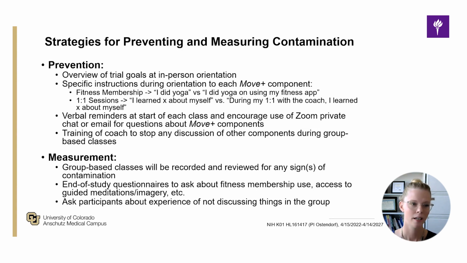Then to measure it. So we plan on recording the group-based classes, and I'll review them for any signs of contamination. So at the end of the study, we could say, we tried it as an IRGT and we had no contamination. This is great. And now we can plan the R01 this way. Or we could say, yes, we had contamination. We're going to have to plan the R01 as a cluster randomized trial to prevent this next time.